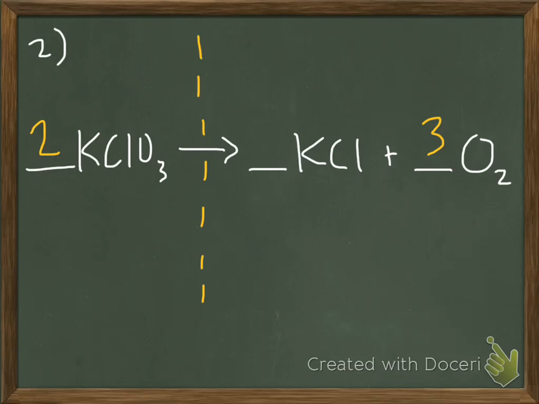Now you got to go back and look at the other things and make sure they're still balanced. So now over here I have 2 Ks because I put a 2 in front of it. So I got to go back over here and put a 2 there so that I have 2 Ks on both sides. And now I have 2 Cls because remember the number in front applies to everything. And over here I also have 2 Cls. So my Ks are balanced, my Cls are balanced, my Os are balanced. So now I'm finished balancing this equation.